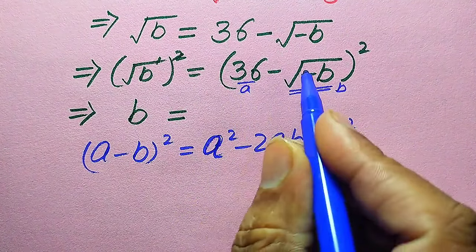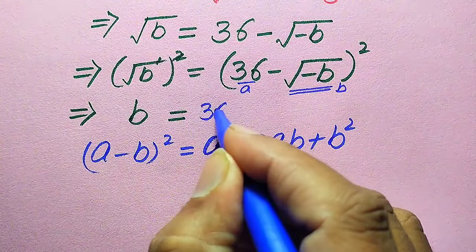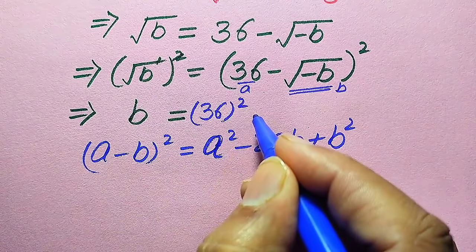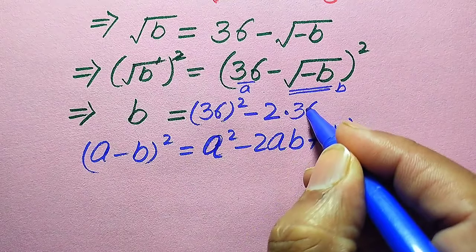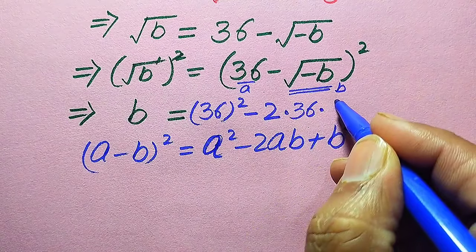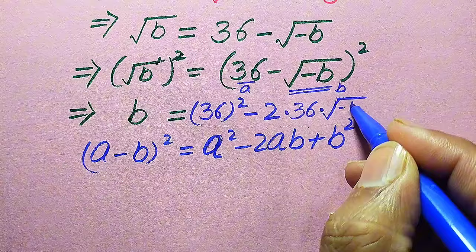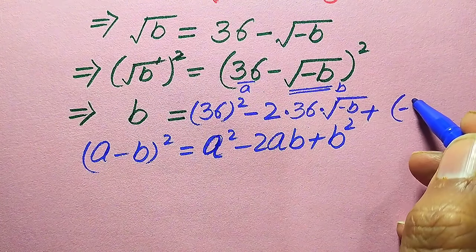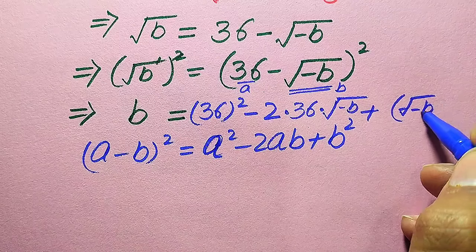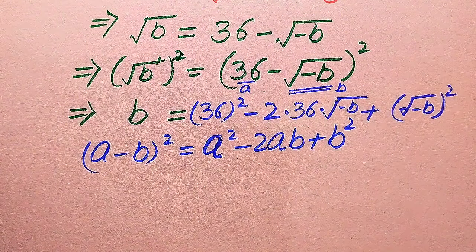So after applying this formula, it will be written as, first you have a square, here our a is 36 square, minus 2 times a is 36 and b is square root of minus b, and plus b square. So b square is square root of minus b whole square.